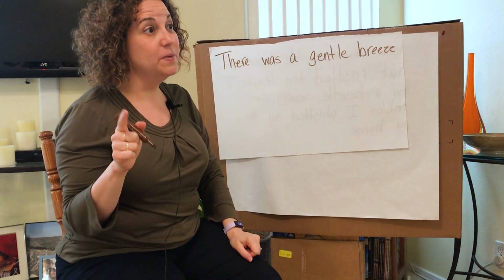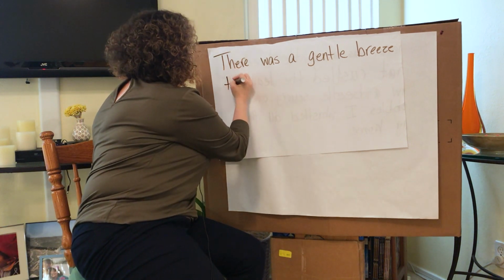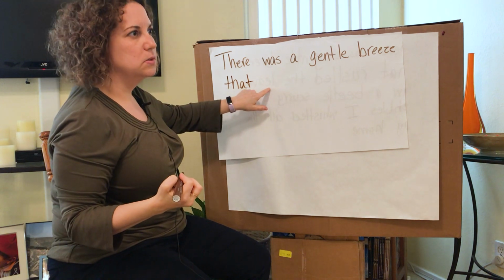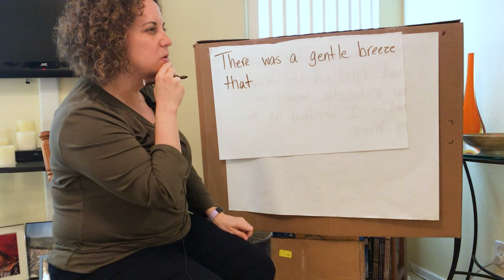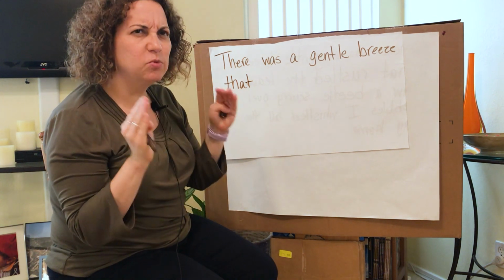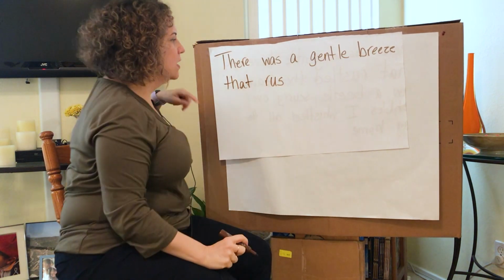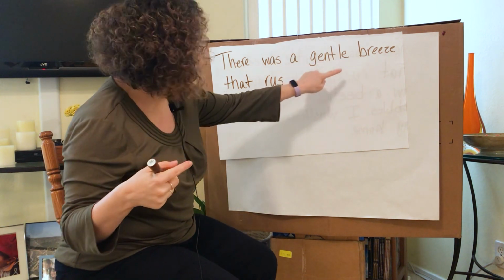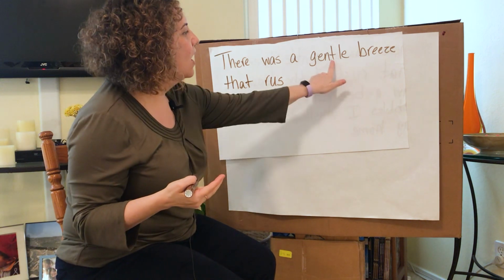And that breeze was so cool because it rustled the leaves. So I want to add that part. There was a gentle breeze that rustled. Okay, will you practice this one with me? Rustled. Let's say it slowly. Rustled. Let's take it in parts. I hear that first syllable, rus. Rustled. And then I hear in that second syllable that ul sound, like in gentle. And I know that one way to make that sound is with that consonant LE.